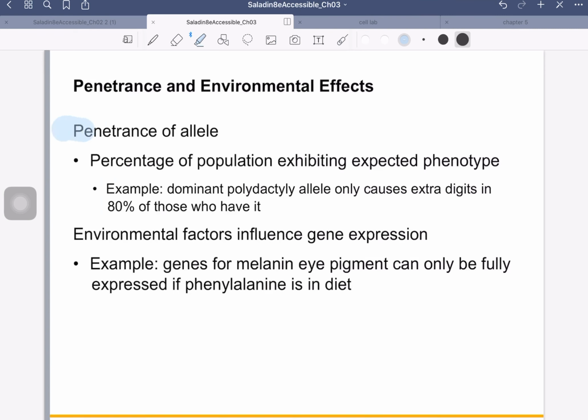The term penetrance of an allele is the percentage of the population exhibiting the expected phenotype. Now, I want to point out that environmental factors may actually influence gene expression. So there's often this discussion, nature versus nurture. Is it your genes or is it the environment? And in many cases, it's an interaction of both of them.